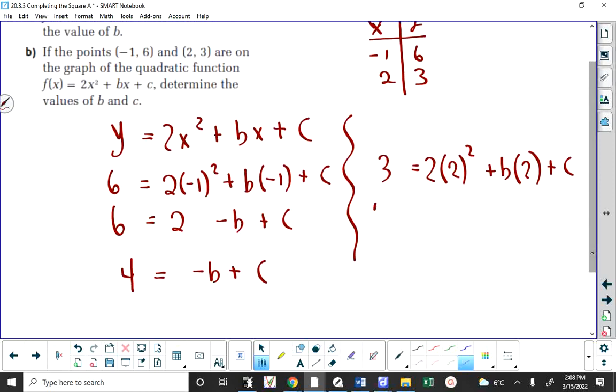So let's simplify this. This is 3. 2 squared is 4 times 2 is 8. And then we have plus 2b plus c. I'm going to subtract 8 from both sides and get negative 5 equals 2b plus c.